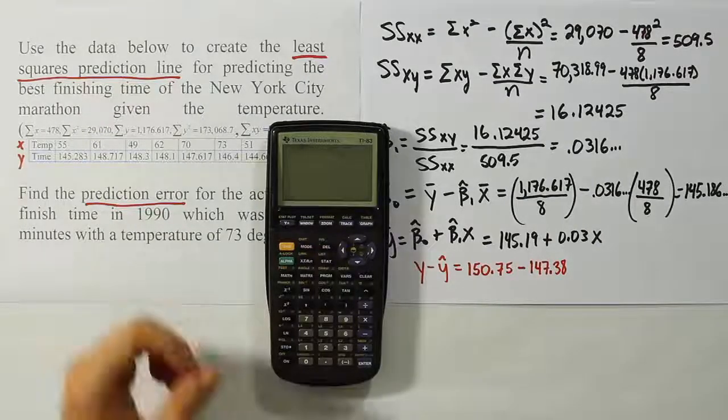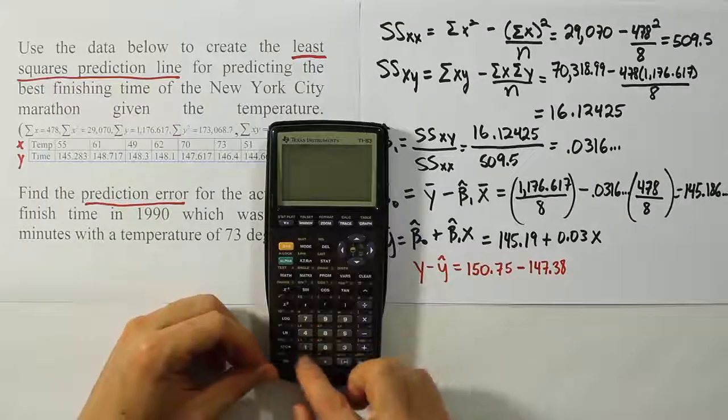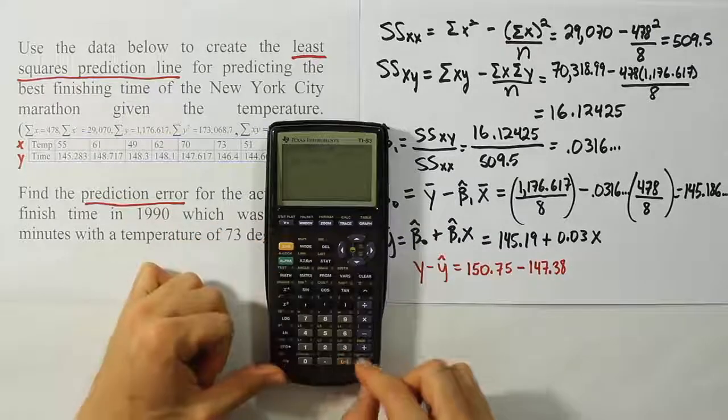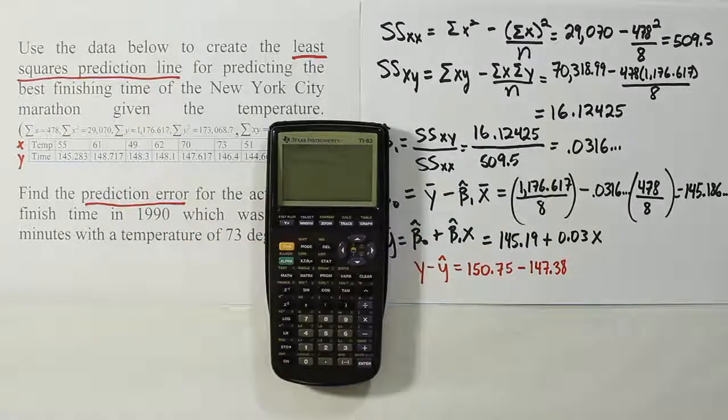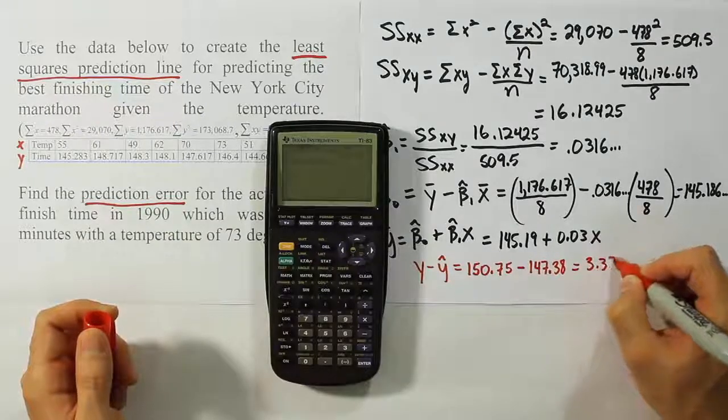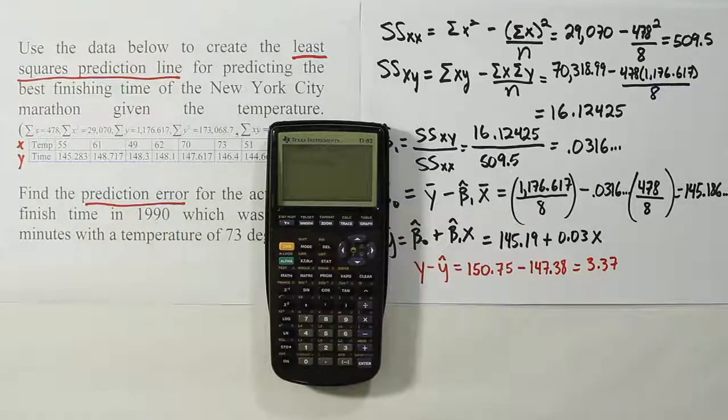All right, so let's subtract those two numbers to see what the difference is, and that will tell us what the prediction error is for this particular case. All right, when we do that, we get 3.37. So that's our prediction error for the year 1990, right?